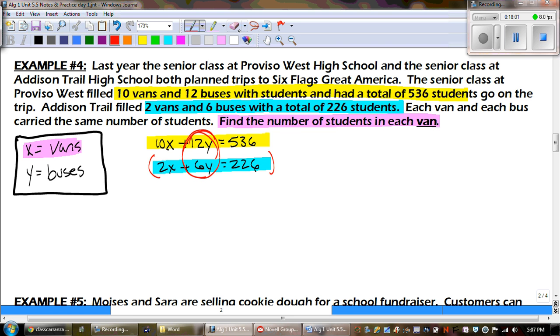Well, that's right. I need to multiply the second equation, and I'm going to multiply the second equation by negative 2. Okay? So I want to see if you guys can do this all on your own. Go ahead and pause the video, and good luck.